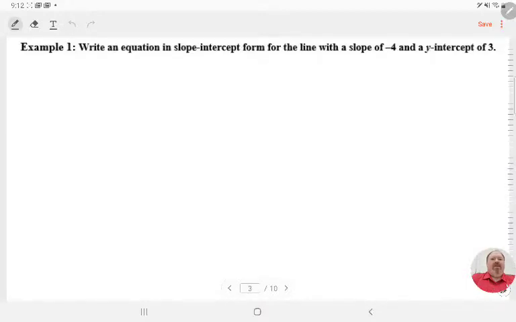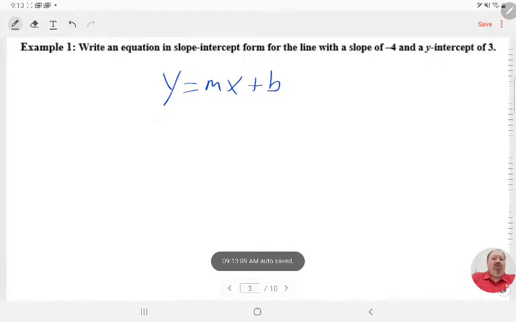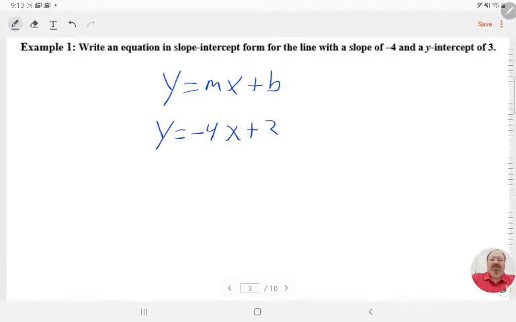All right, so write an equation in slope-intercept form for the line with the slope of -4 and the y-intercept of -3. So remember, all you're doing is y equals mx plus b. So then you're plugging in what you know. So I know the slope is -4, and I know the y-intercept is 3. So that would just simply be y equals -4x plus 3.